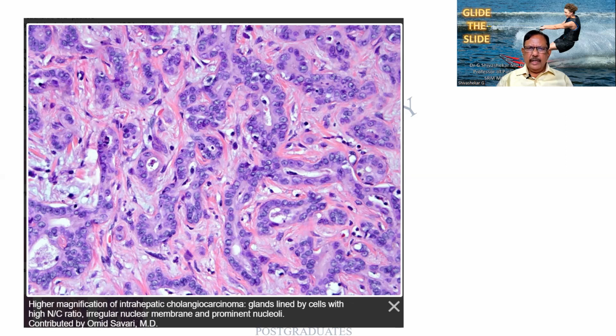But what I have missed and you have seen or perhaps not seen will be the very, very prominent desmoplastic reaction. So it is the fibrocollagenous tissue that is there separating. So this will be one of the important points of diagnosis. So your diagnosis is written on the screen. It is a cholangiocarcinoma.